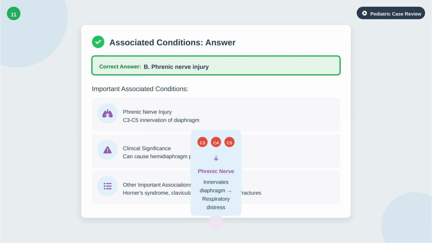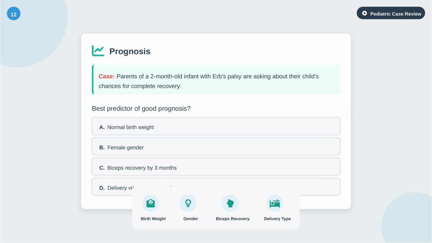Phrenic nerve injury. The phrenic nerve arises from C3 to C5 roots and innervates the diaphragm. Injury to these cervical roots can result in hemidiaphragm paralysis, causing respiratory distress in the newborn. This is a serious associated condition requiring immediate attention, including possible ventilatory support. Other important associated conditions include Horner's syndrome, clavicular fractures, humeral fractures, and cervical spinal cord injuries, which may occur during the same traumatic delivery.